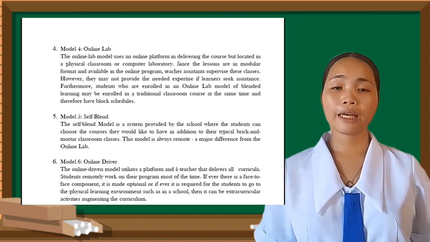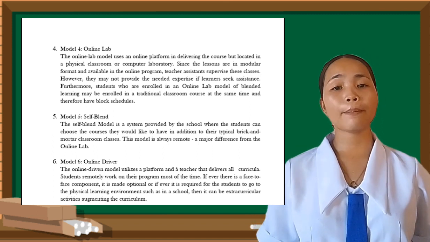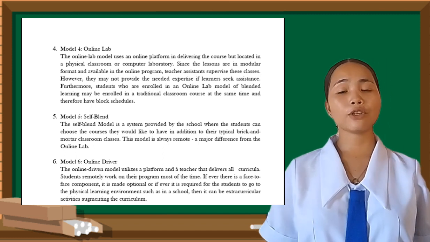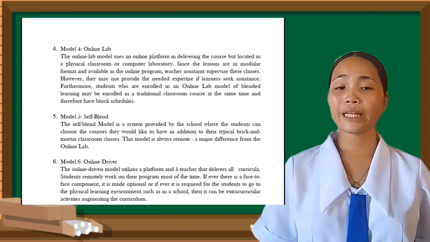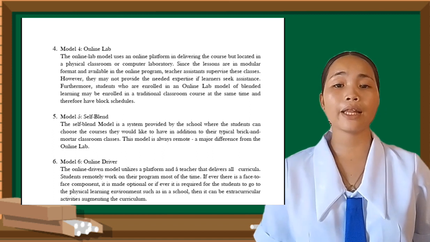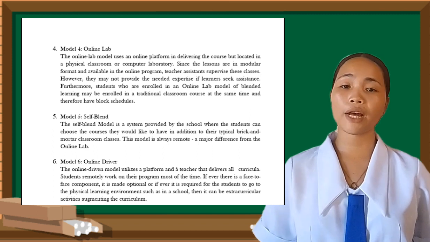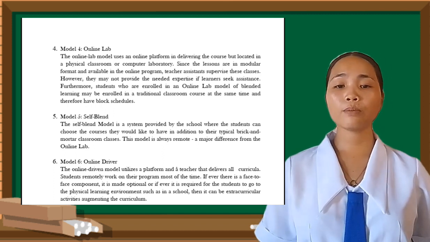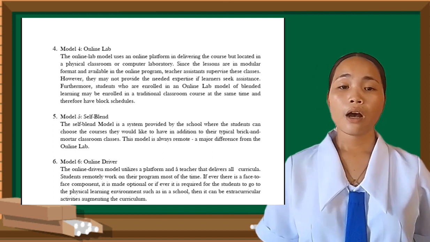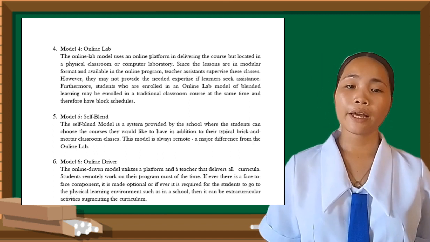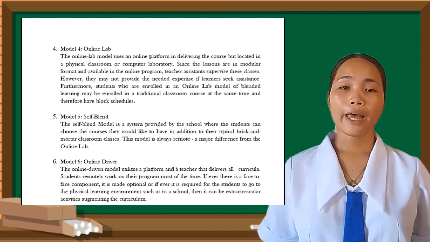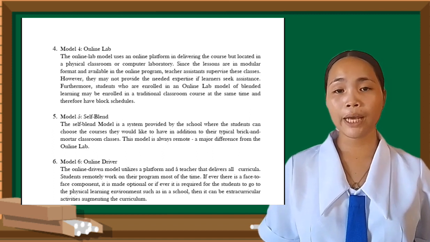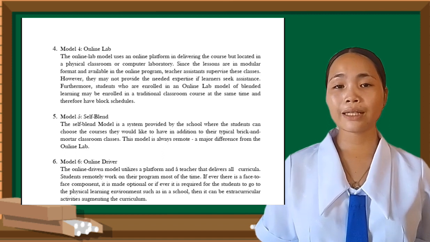The last one we have is the online driver. The online drive-in model utilizes a platform and a teacher that delivers all curricula. Students remotely work on their program most of the time. An example of this is the educational system that we are using in the current situation. In the Google Classroom, teachers post announcements and materials for the activities, and then we, the students, have to read, understand, and answer the following questions depending on when we would answer the following evaluations, considering the deadline of the submission. And if ever there would be a face-to-face class, where there are activities that need the physical presence of the students, then the school will have to schedule a face-to-face class, and the students must show their presence in the school, as it would be part of the responsibility of the students to be in school when there will be a schedule. So that was the 6 kinds of blended learning.